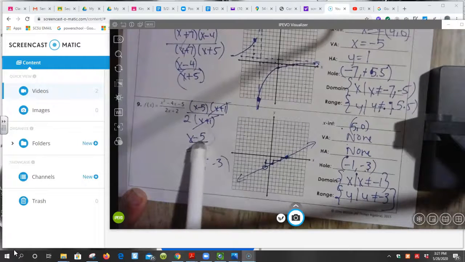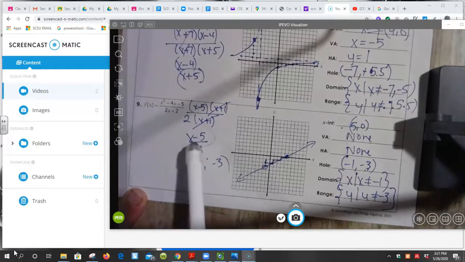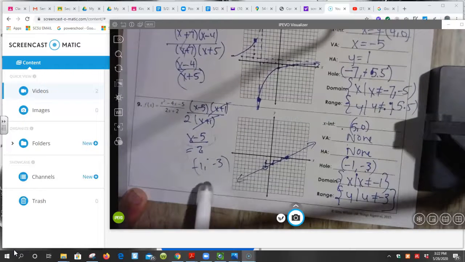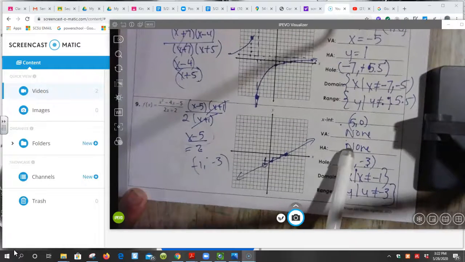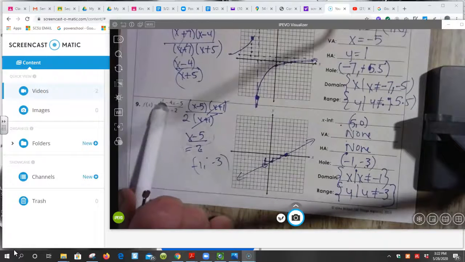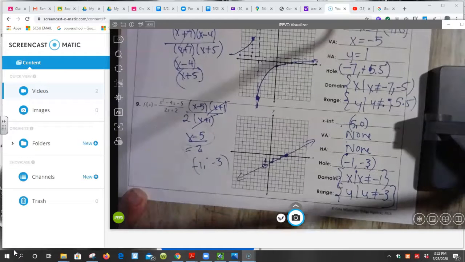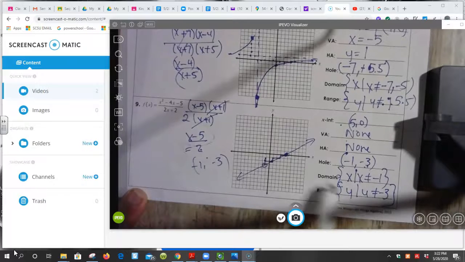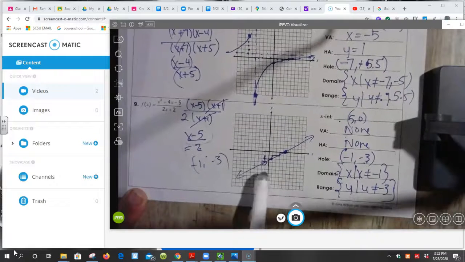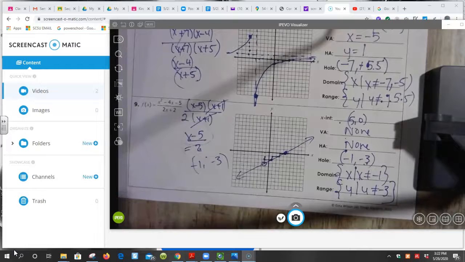Our x-intercept is 5, because that makes the numerator equal to 0. Our vertical asymptote does not exist, because we can't make the denominator equal to 0. The horizontal asymptote does not exist, because the numerator has a higher power than the denominator. We did the hole already. The domain, x could be anything but -1. The range, y could be anything except -3, because that's where the hole is. Over and out. I hope this works.